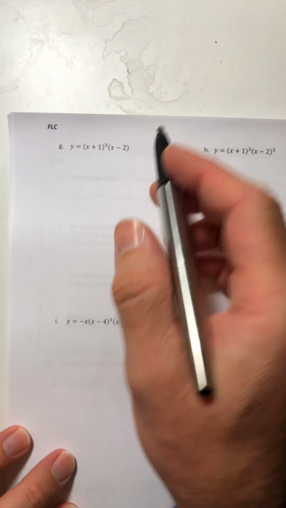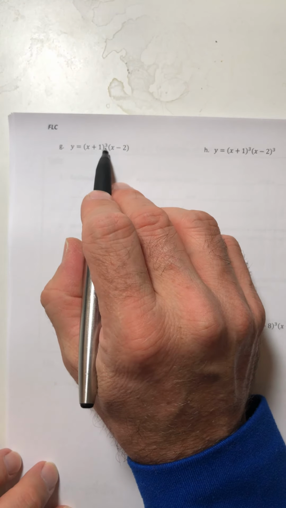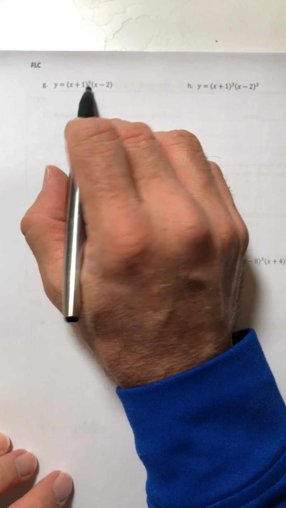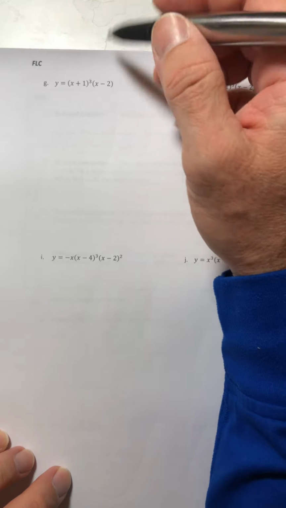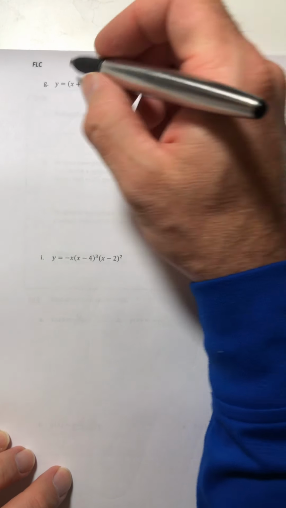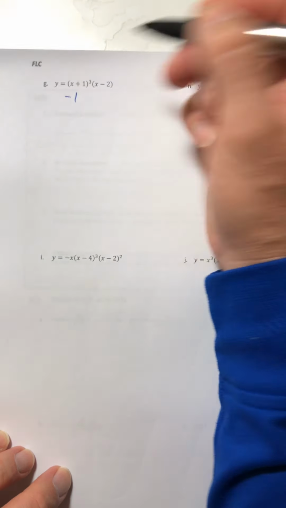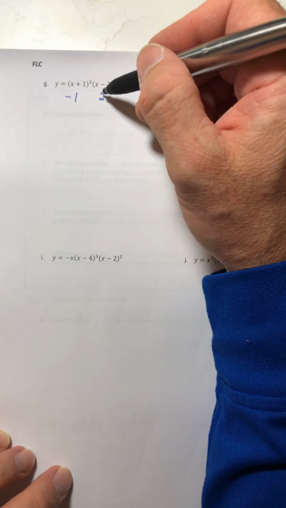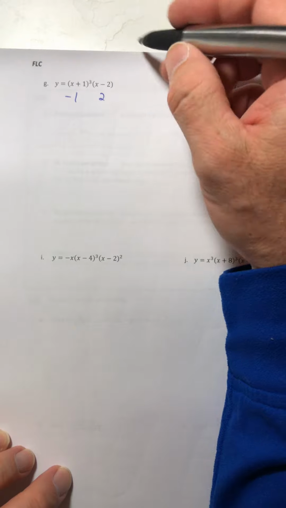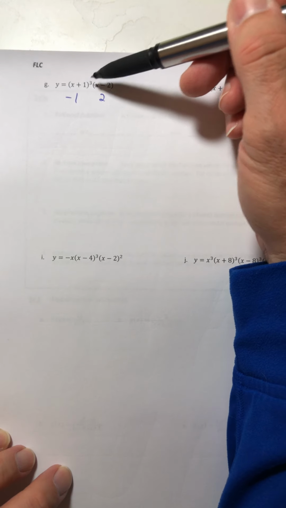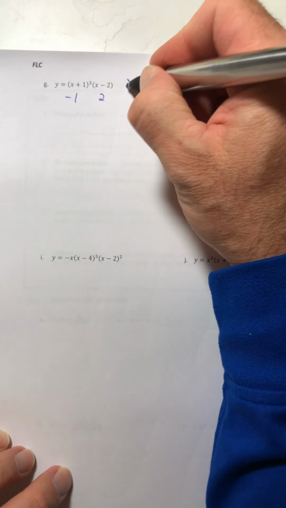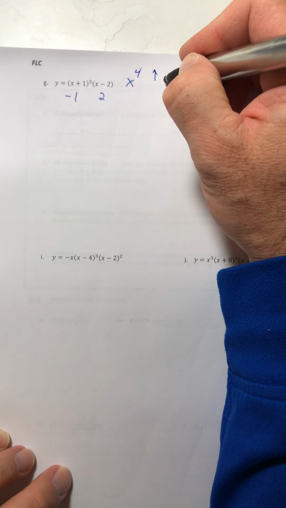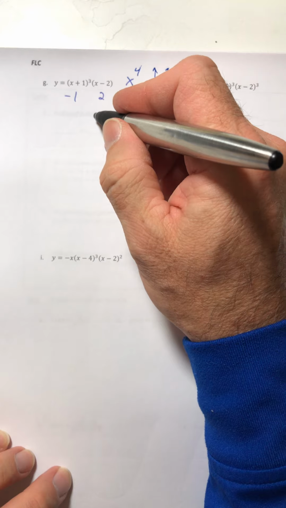Okay, so example G, now we've got a multiplicity of 3. So the multiplicity is odd, so that means it's going to slide when it gets to this particular intercept, which is going to be the -1. And it's just going to go straight through the positive 2, like there's nothing special about the 2. This is an x to the third times x. So another x to the fourth. That's positive, so the ends are both going up.